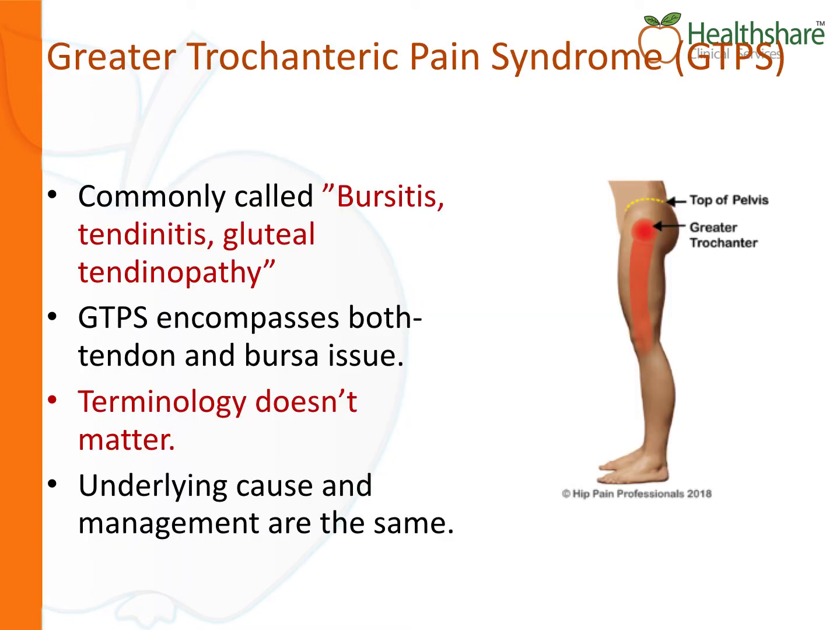So when we move on to greater trochanteric pain syndrome, so we'll call that GTPS for short because it's quite a mouthful. You might know of this as being called bursitis or tendonitis, and in some cases it's called gluteal tendinopathy. Now, essentially GTPS encompasses both a tendon and a bursa issue. So a bursa is the fluid sac, and actually what we call it doesn't matter because the treatment and the management are the same.